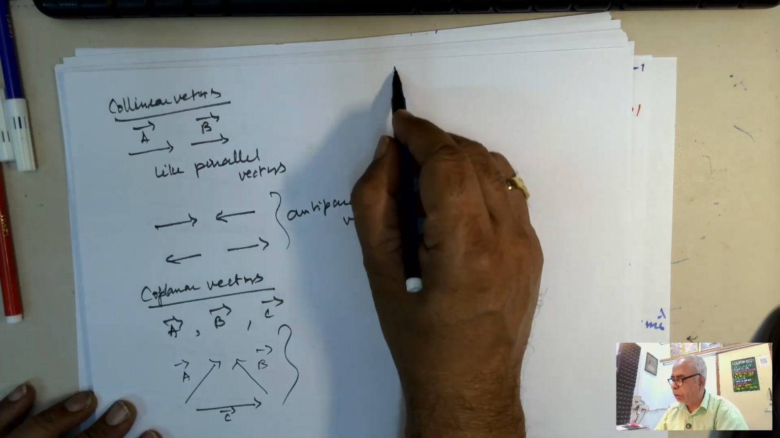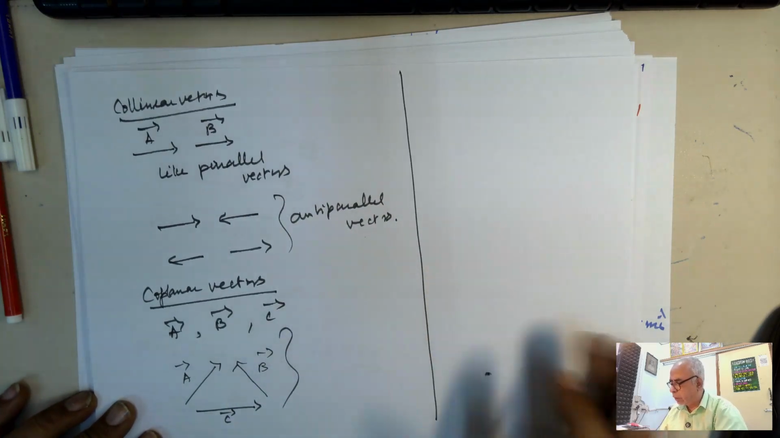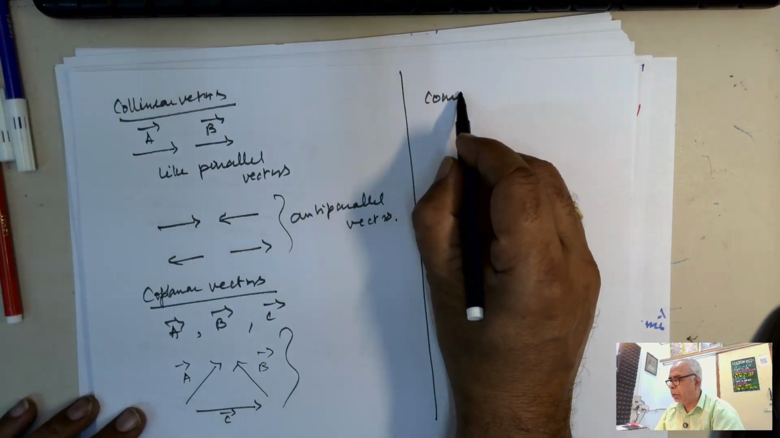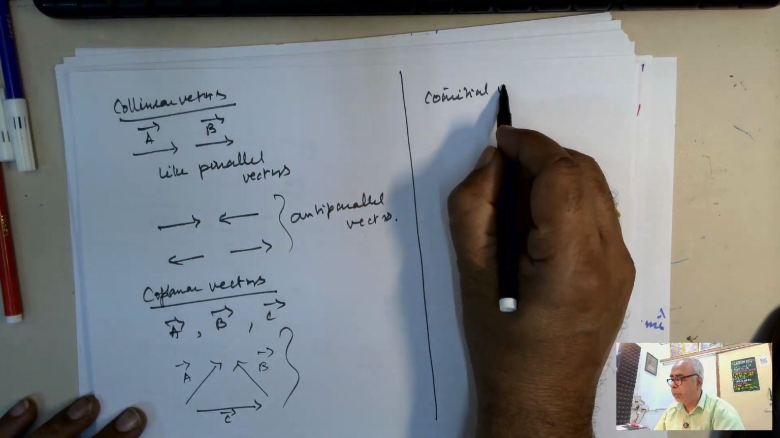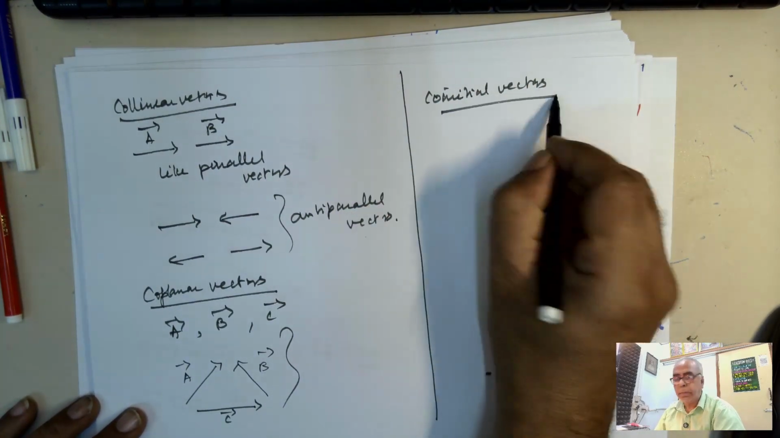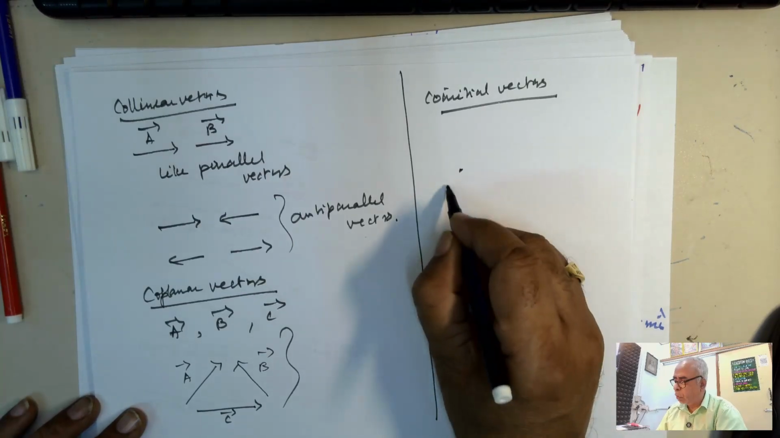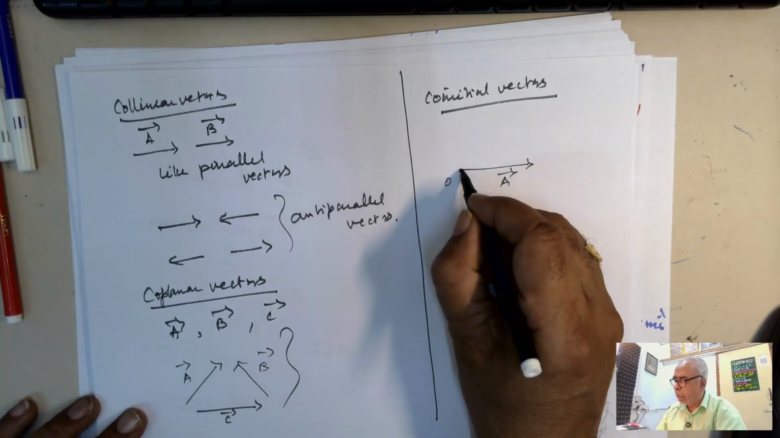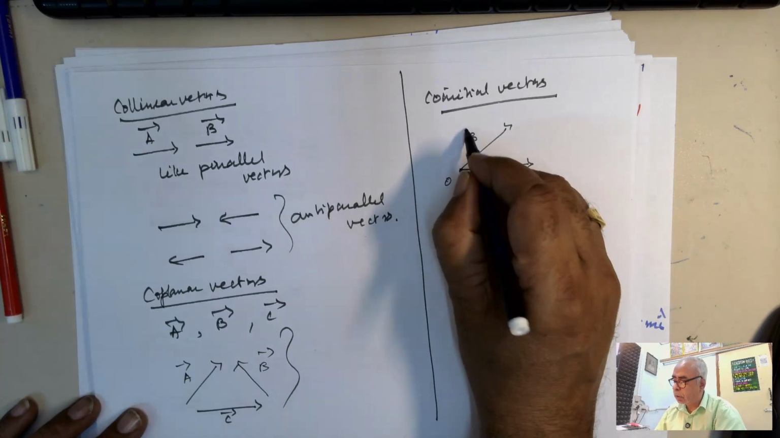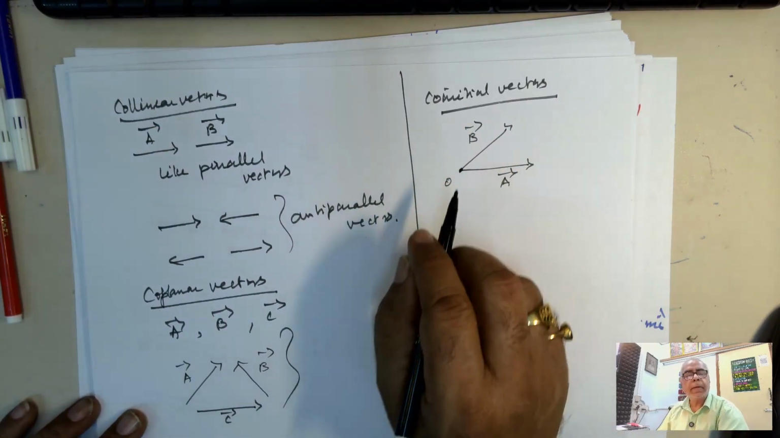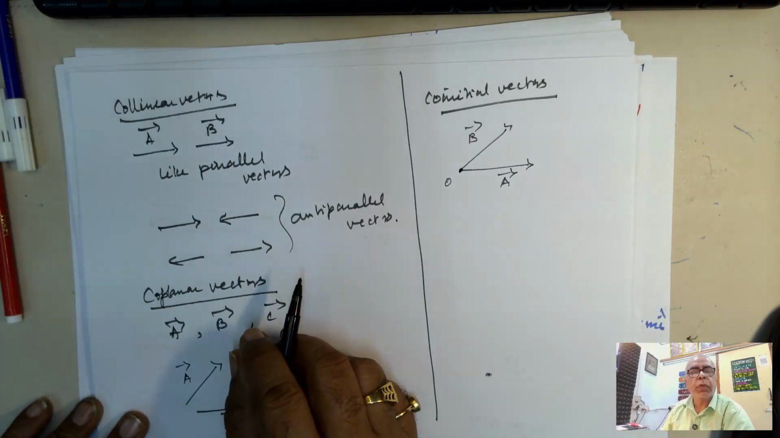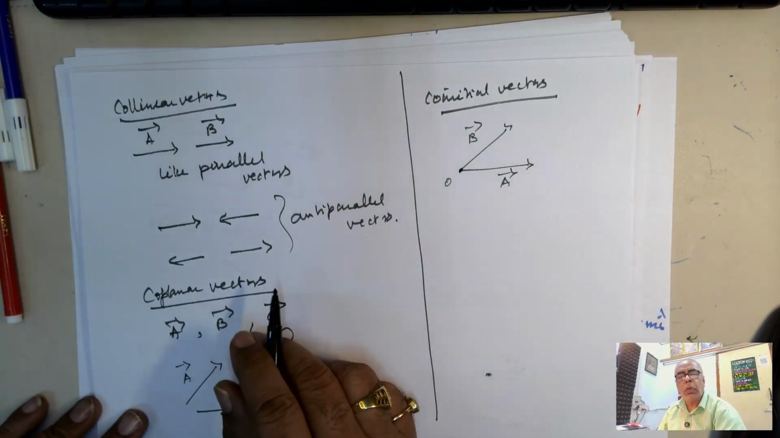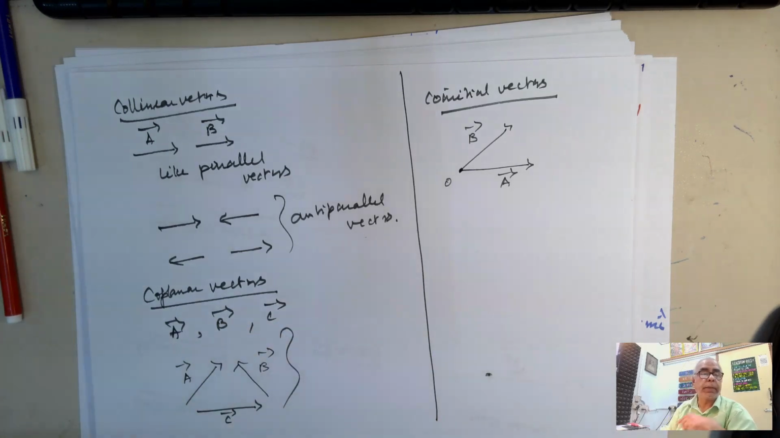Co-initial vector. Co-initial vector means the two vectors have the same common origin. So co-initial vectors means, for example, from O, here A would have started like this. Another vector B would have started like this, but from the same point. So they have the same initial point, and that is why they are called co-initial vectors, right?